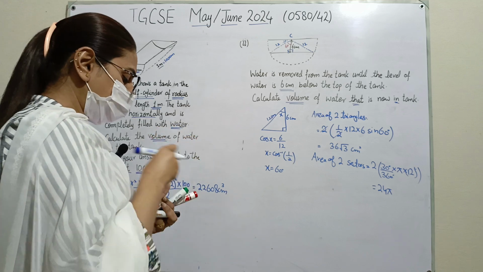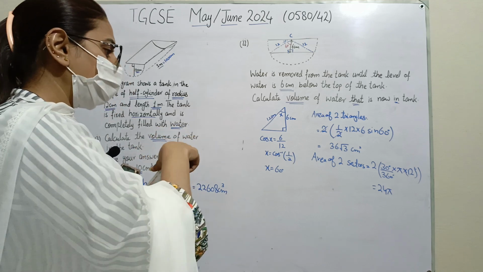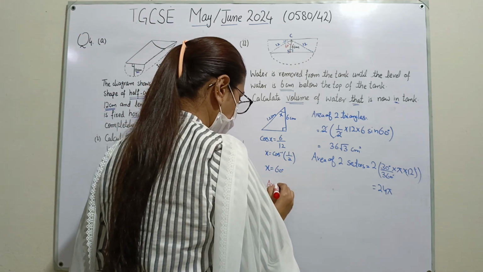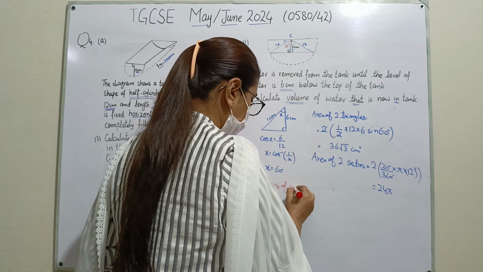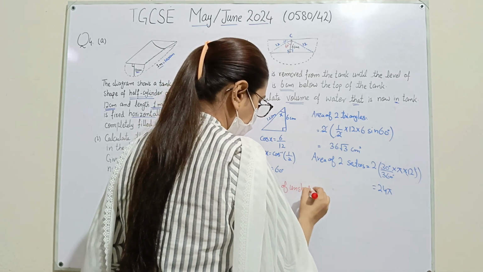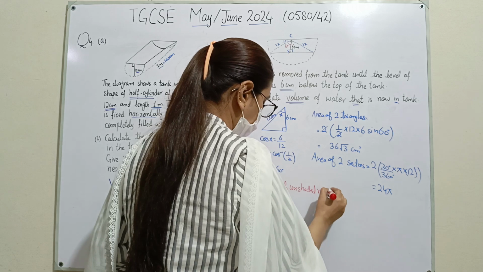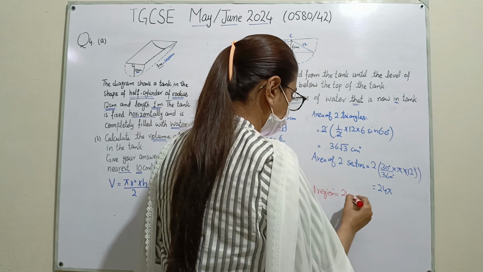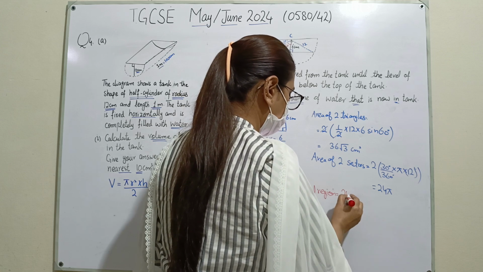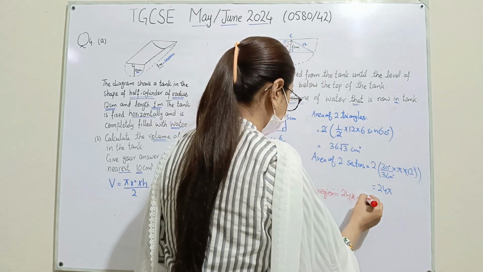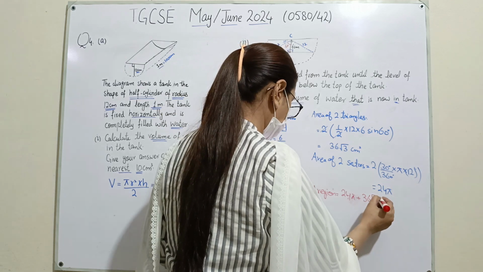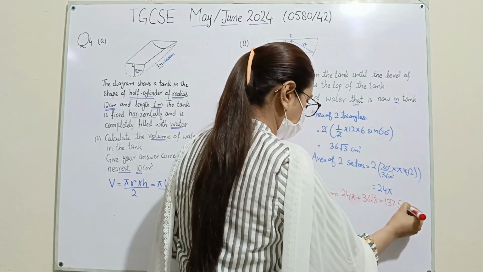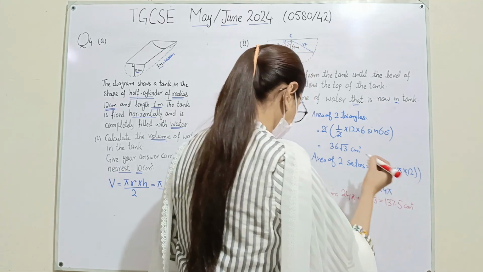Now you have to calculate the area of the unshaded region. The area of the unshaded region can be calculated like this. Area of unshaded region will be 24 pi plus 36 square root 3. That will be basically equal to 137.5 centimeter square.